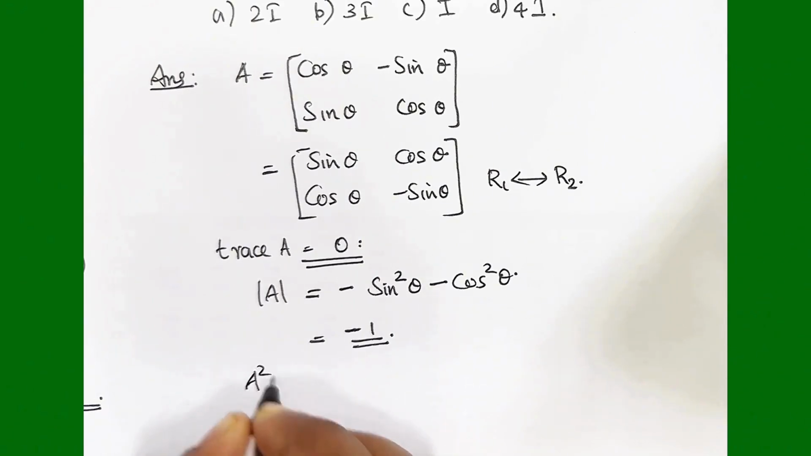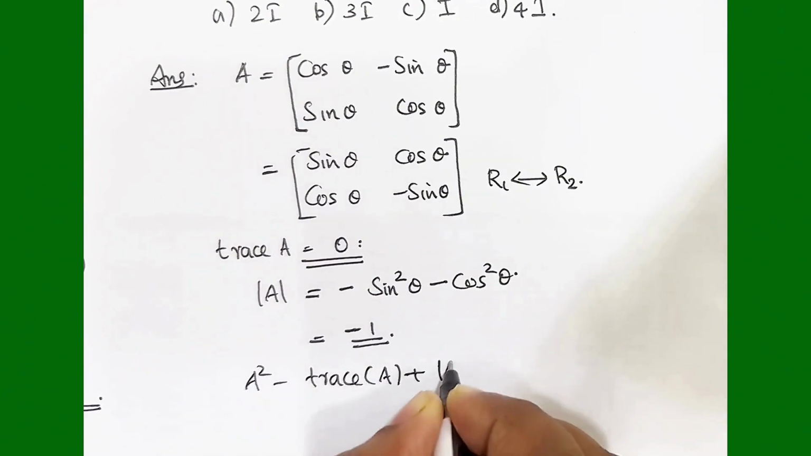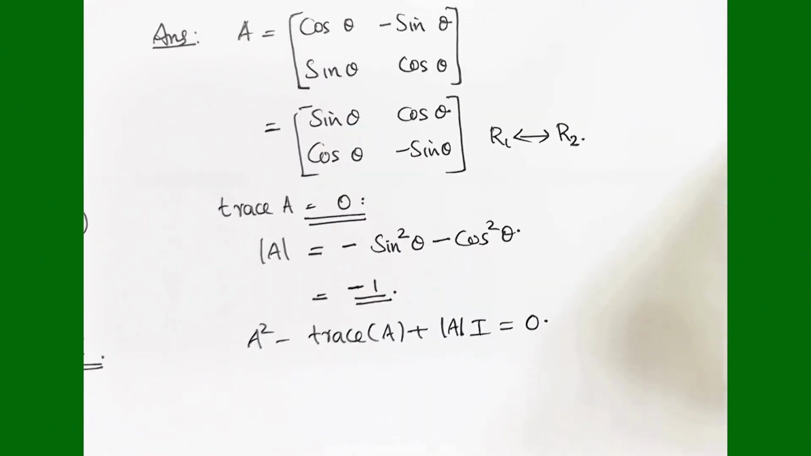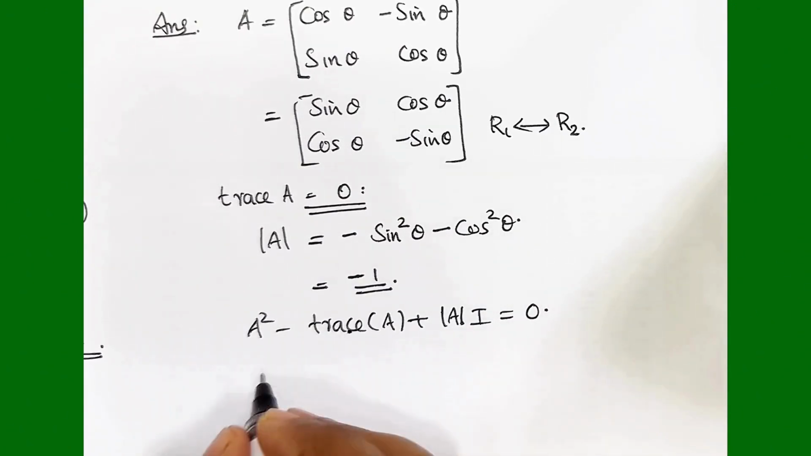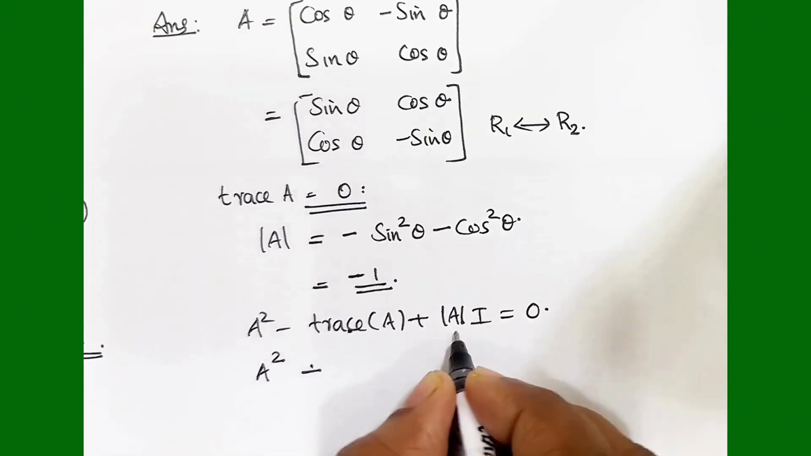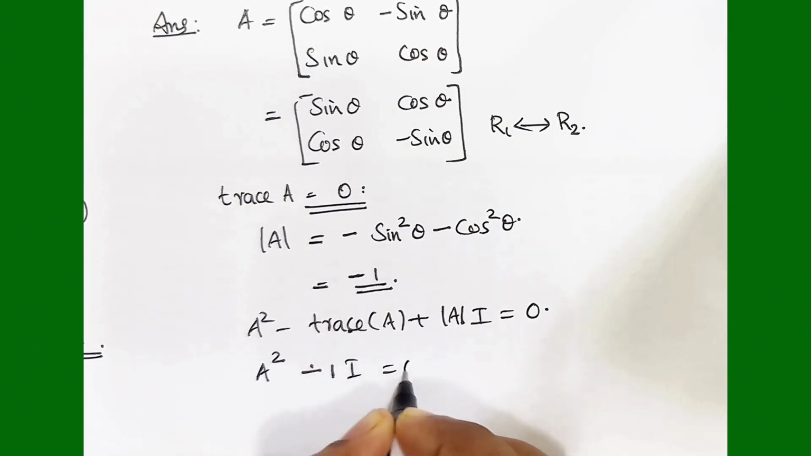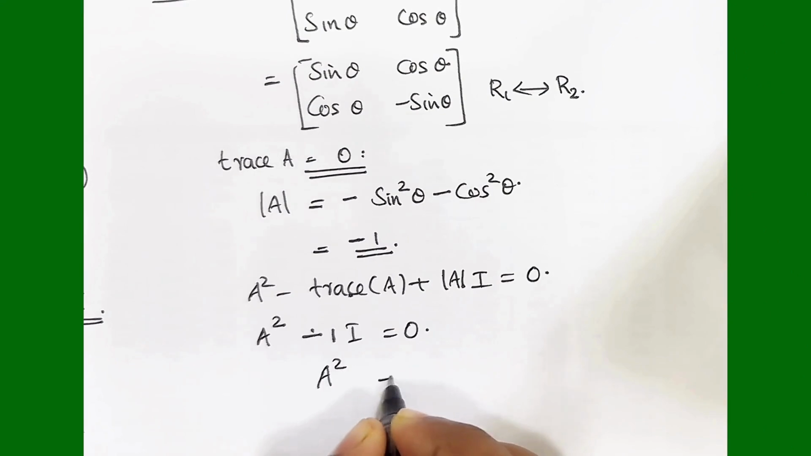Just apply the equation A square minus trace of A plus determinant of A into I is equal to 0. As you can see here, we have trace of A is equal to 0. So just give the value 0 here. Therefore A square, this is 0. Last term is determinant of A into I. So minus 1 into I is equal to 0. That is A square is equal to I.